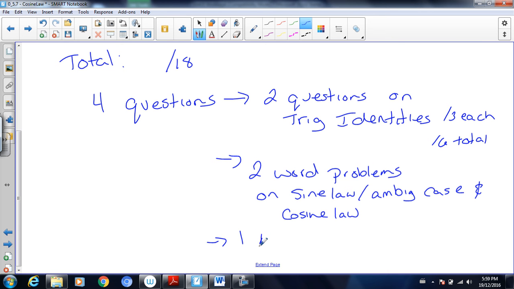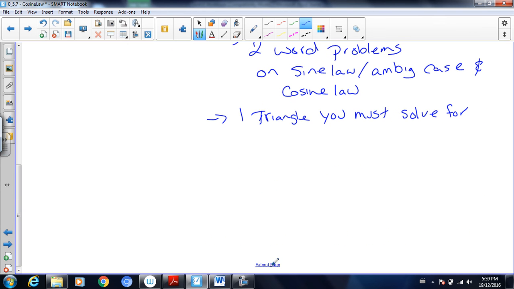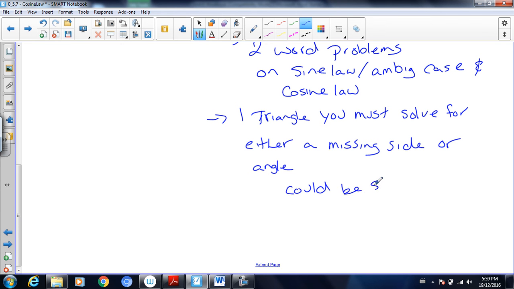So one triangle, you must solve for either the missing side or angle. And again, it could be sine law / ambiguous case or cosine law.